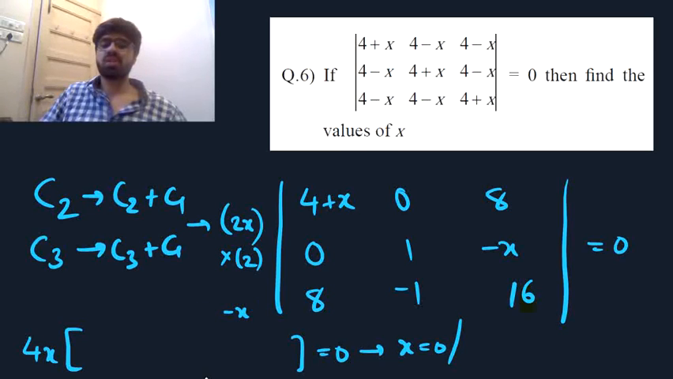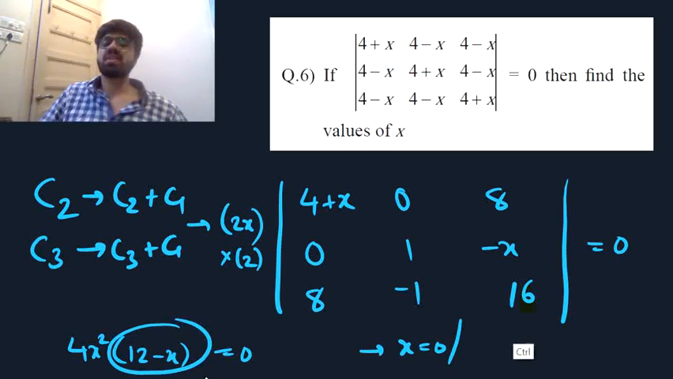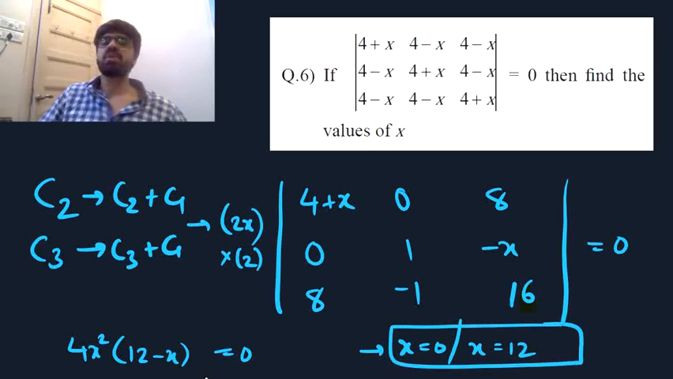Okay, so we have 12x minus x square. You can pull out another x common and write it as 12 minus x. Okay, so I think I can combine this x with the x here. So we have 4x square into 12 minus x equal to 0. So either x square will be 0, that is x will be 0, or 12 minus x will be 0, that is x will be equal to 12. So these are the possible solutions for question number 6.